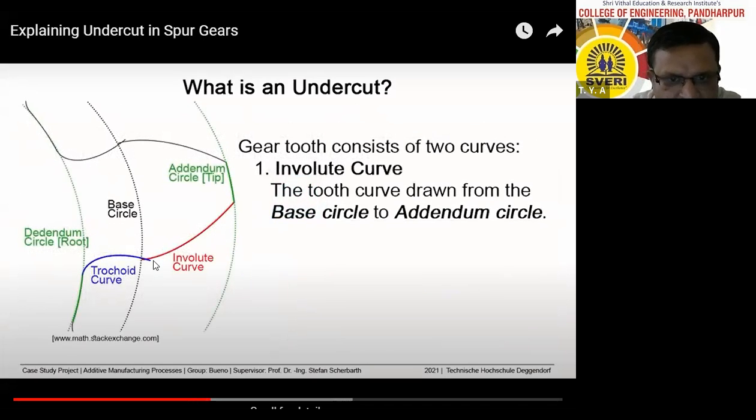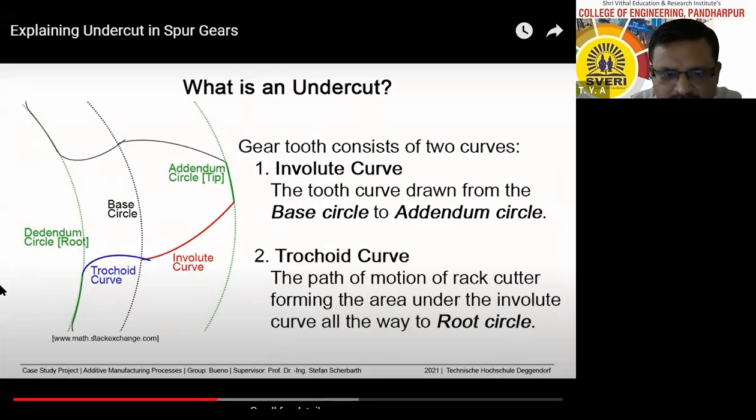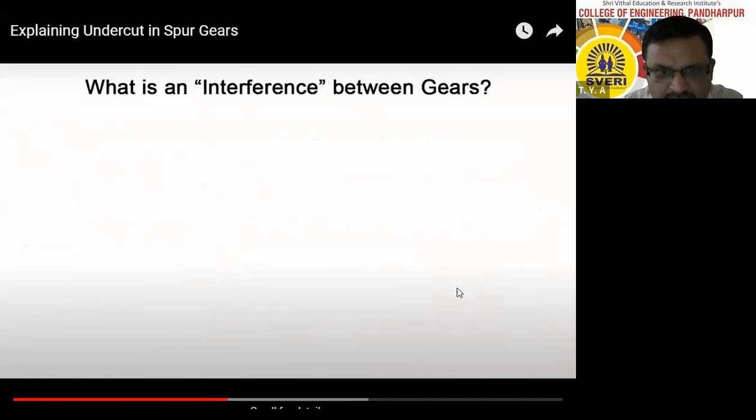See that. Therefore, a gear tooth consists of two curves: the involute curve, the tooth curve drawn from the base circle to the addendum circle, and the trochoid curve, the path of motion of the rack cutter forming the area. Therefore, what is an interference between gears?